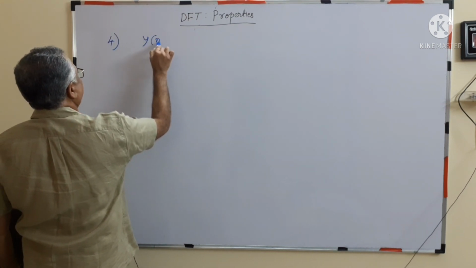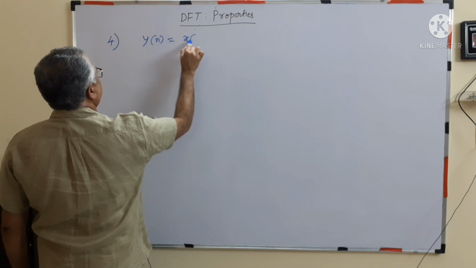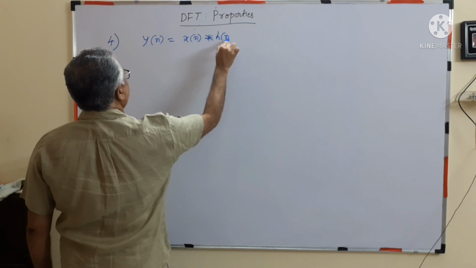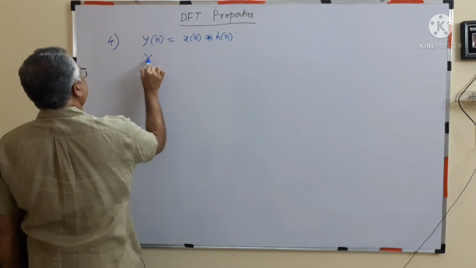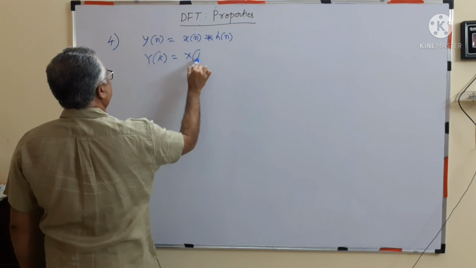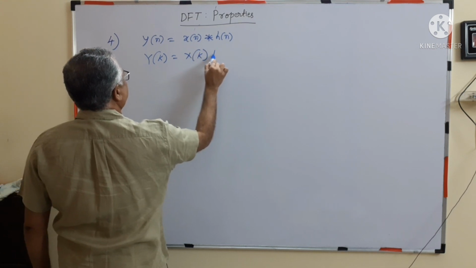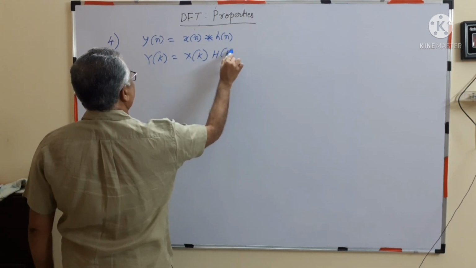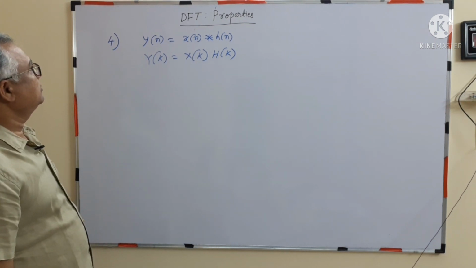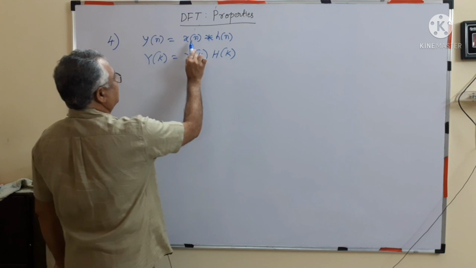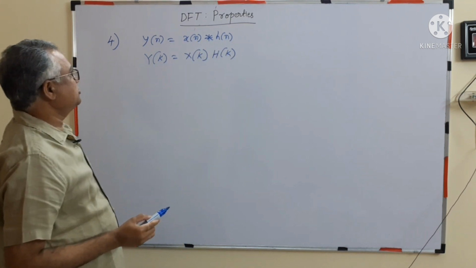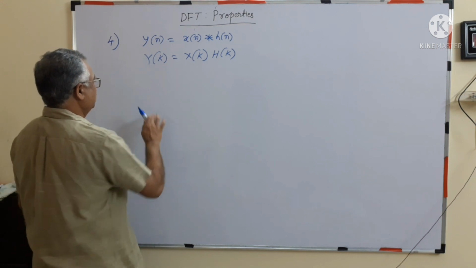Next property: convolution. y of n equals x of n convolved with h of n, and y of k equals x of k times h of k. So time domain convolution becomes frequency domain multiplication. How do we prove this?